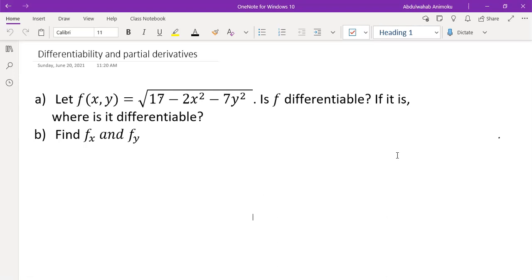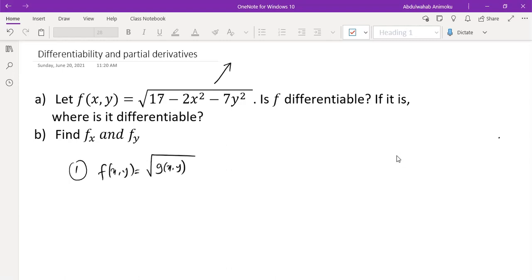So let's get started with solving this problem. All right, so we have this function, and as we have mentioned in previous videos, we can look at f of xy as a square root of another function, g of xy, where g of xy is this polynomial, right? In the previous video, we already mentioned that all polynomials are continuous and differentiable everywhere.